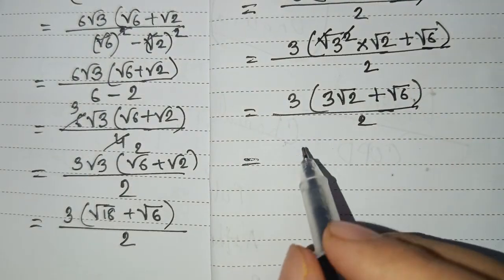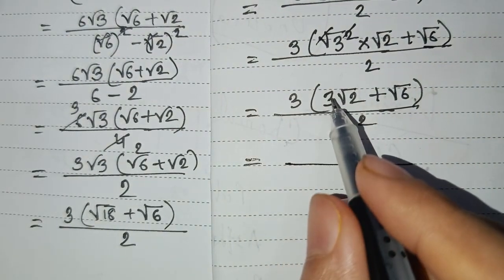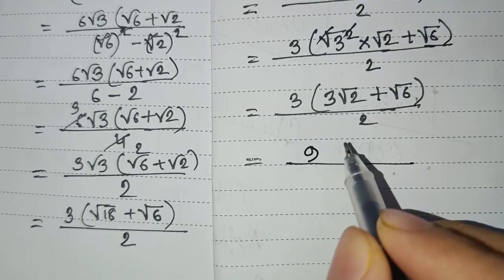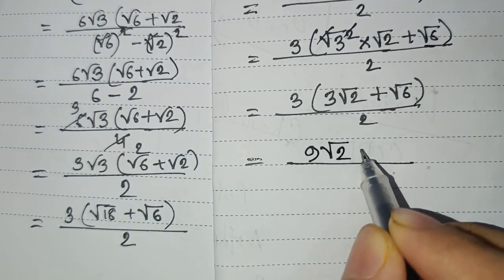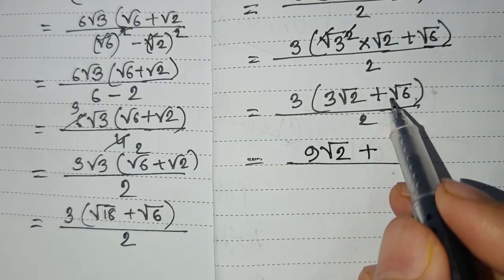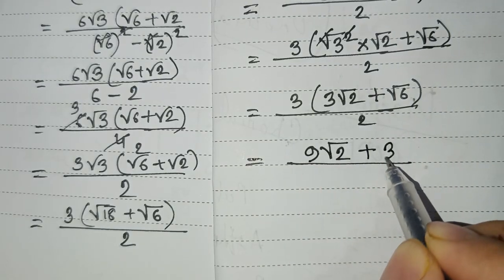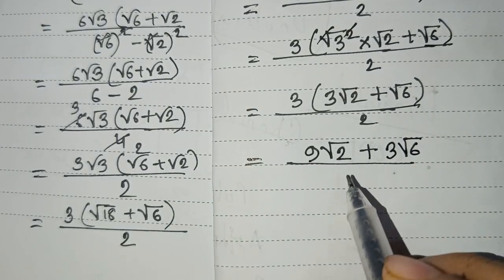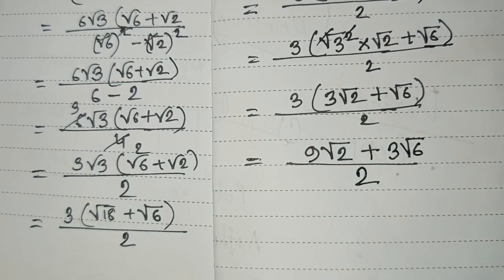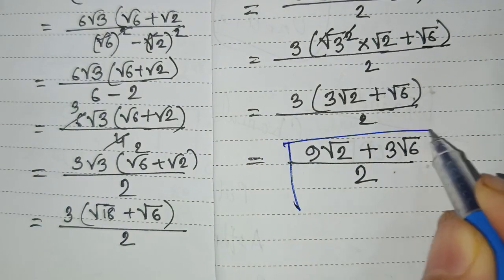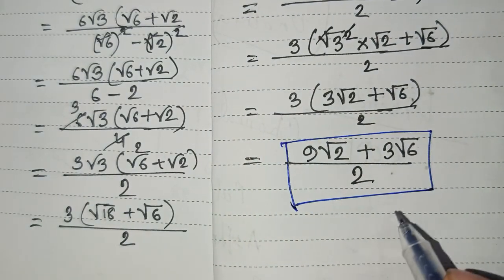Multiply 3. So 3 times 3 equals 9 root of 2 plus 3 times root of 6 equals 3 root of 6 all over 2. So here is our answer.